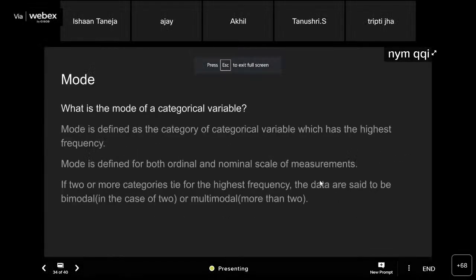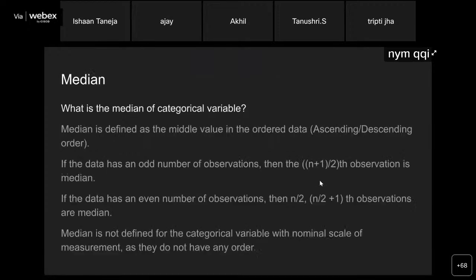Okay, so we have discussed the mode thing, we have discussed median. Mode we can compute for both ordinal and nominal. Median we can only compute for ordinal, because if it's nominal data, I won't be able to perform the first step, which is arranging in ascending order. Okay.